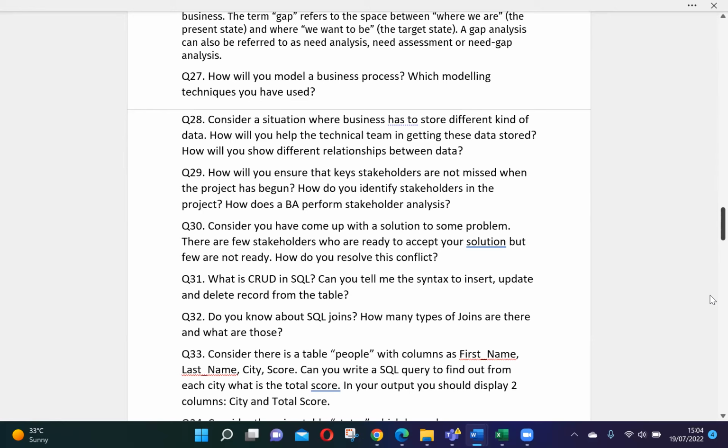Consider you have come up with a solution to some problem. There are a few stakeholders who are ready to accept the solution, but few are not ready. How do you resolve this conflict?